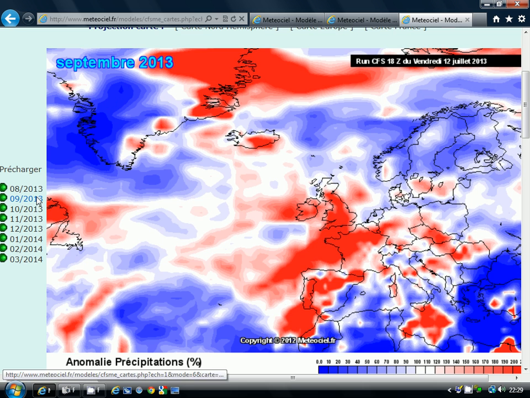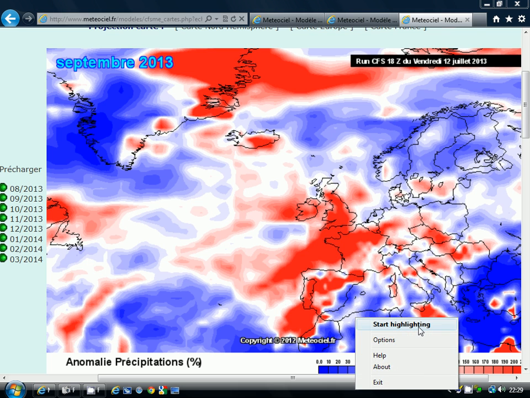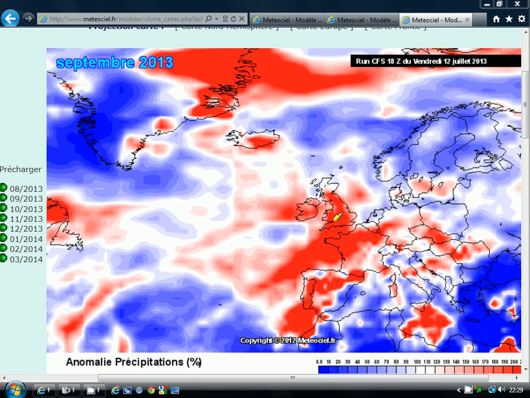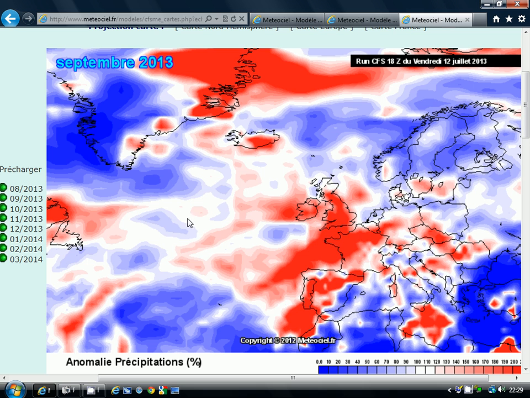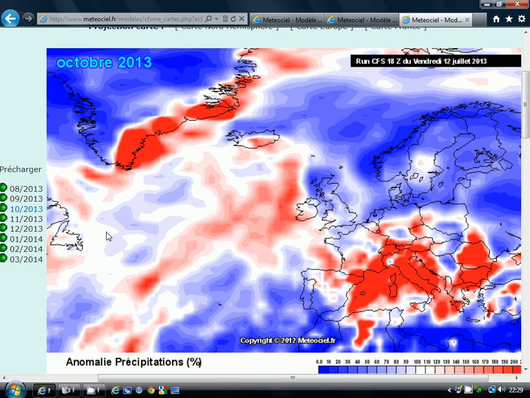Then have a look at September. Those red colours indicating a really wet month of September. We haven't seen many long wet Septembers for a long time, but the CFS model is really going for it today. A very unsettled sort of wet month is being predicted there across the country in September. And then for October, it's seeing a much drier month there.